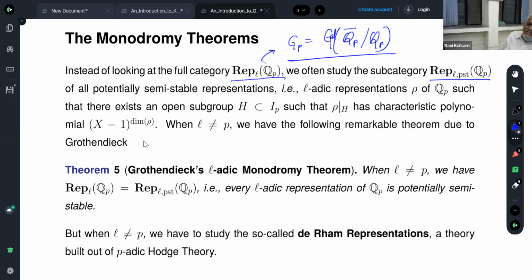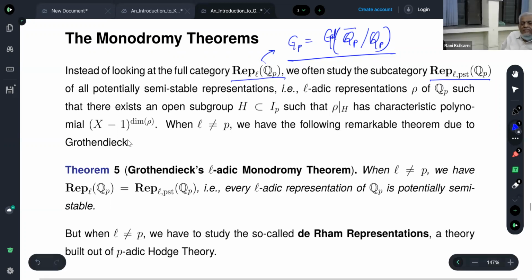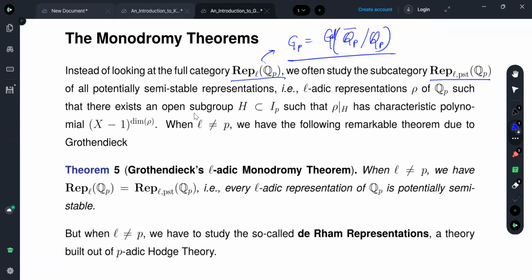But what is the stable thing here? He's not defining stable, he's defining semi-stable. And potentially semi-stable, so there is some kind of meaning there. These notations are not really clear. I have asked some of the teachers, they have taught me these things, and they have said that many of the notations are not really clear.